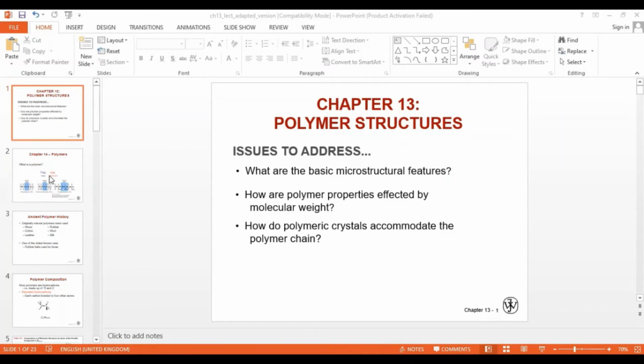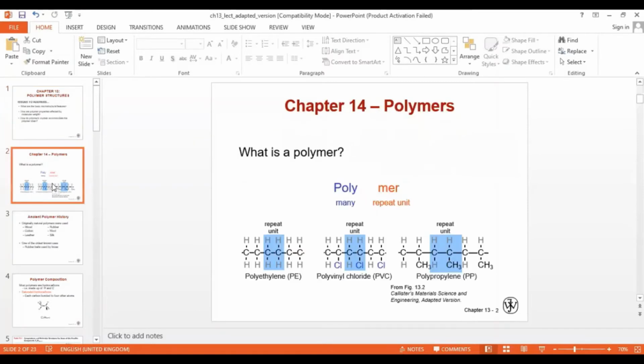Polymer structures, right? Polymers are a kind of links or joints of a monomer. Monomer is a single unit, and polymer is a repetition of the same unit. Poly means many. Mer means repeating unit, one unit which will repeat again and again to form a bigger unit. So, see the first diagram.